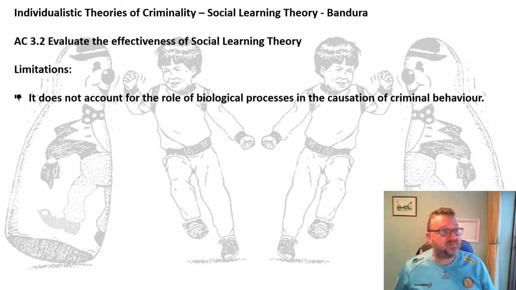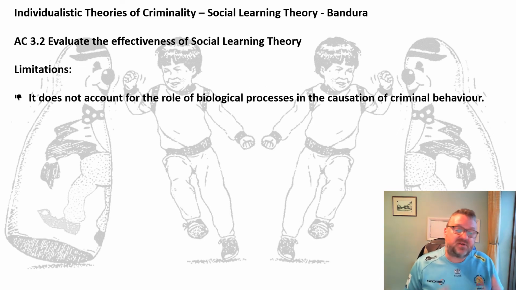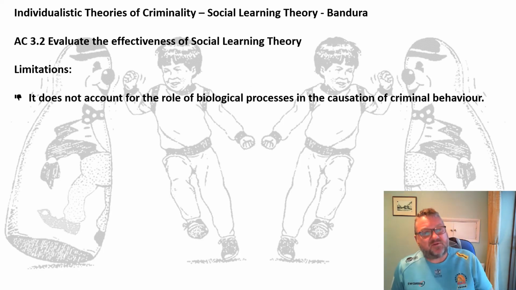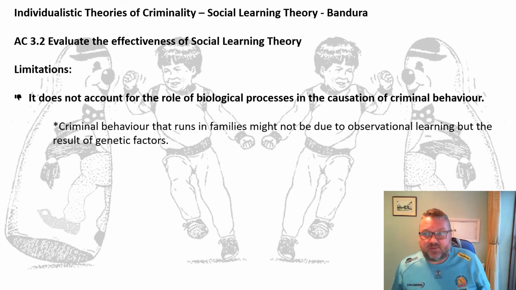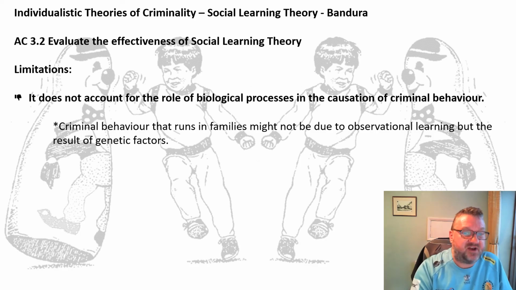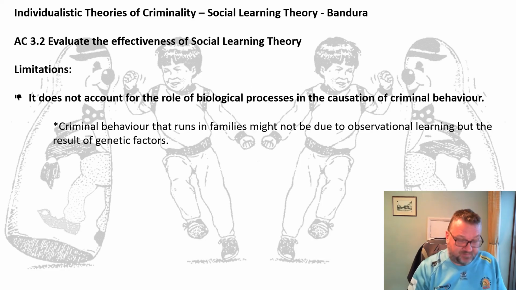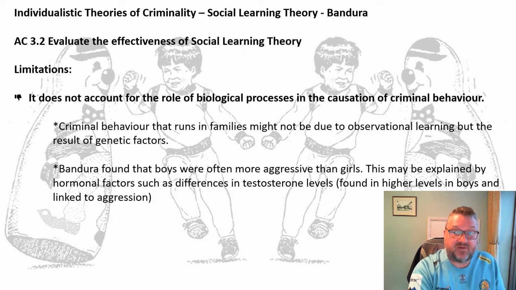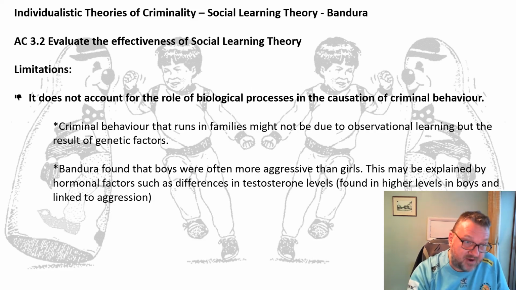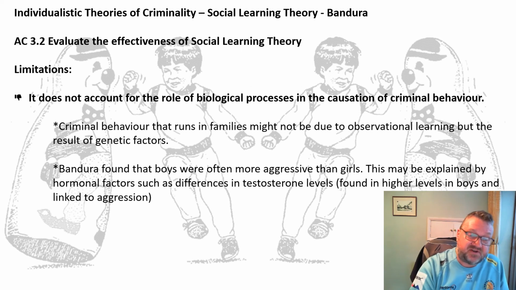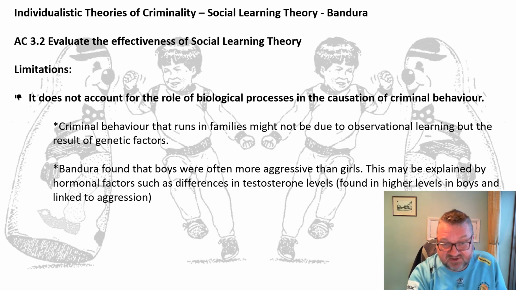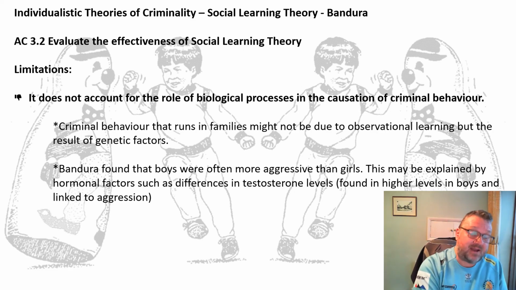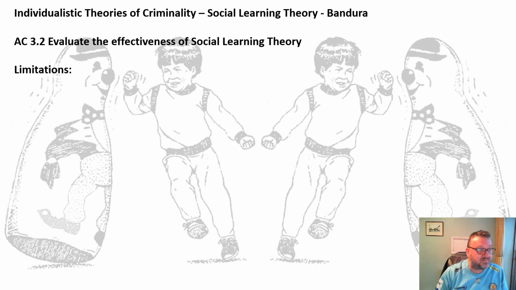But there are limitations. And this is a big one, and I've put this into subcategories here because it doesn't account for the role of biological processes in the causation of criminal behaviour. So, okay, criminal behaviour that runs in families might not be due to observation or learning. It could be down to genetic factors, so we can go back to our biological theories and twin and adoption studies, etc. Or Bandura found that boys are often more aggressive than girls. Now that could then be explained by hormonal factors such as the differences in testosterone levels, higher levels in boys that are linked to aggression, which again we've looked at in previous PowerPoints.